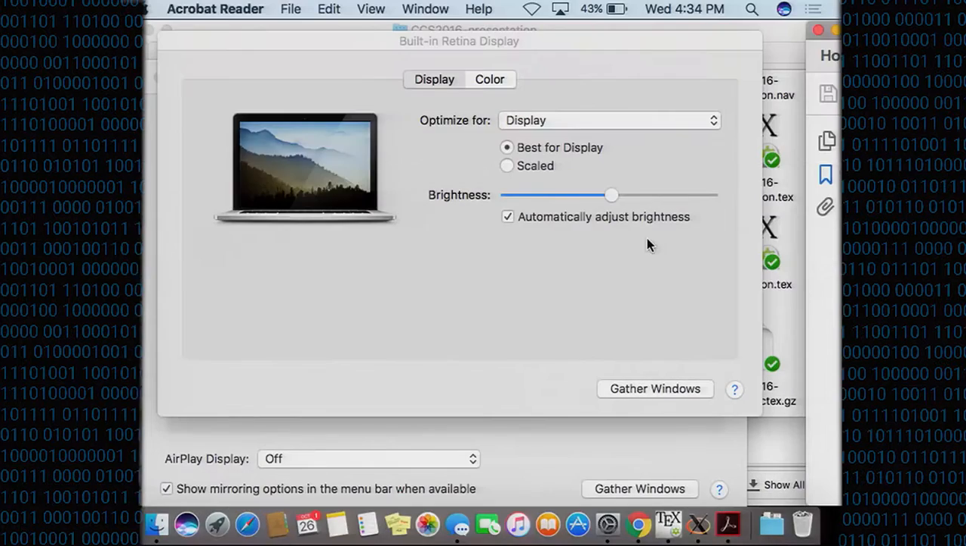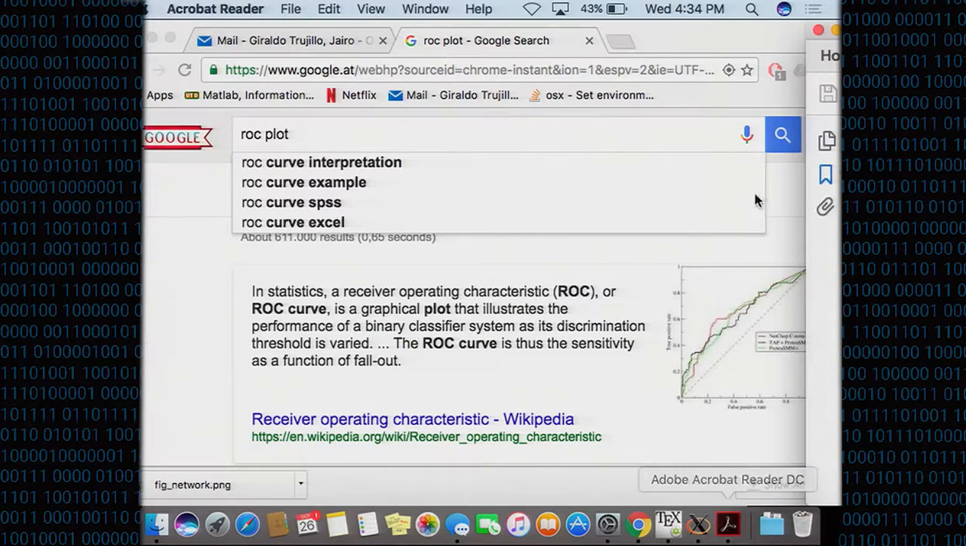What's going on? I don't know why it's off. Just turn it. It's a cyber attack. Okay. Oh, where is everything?